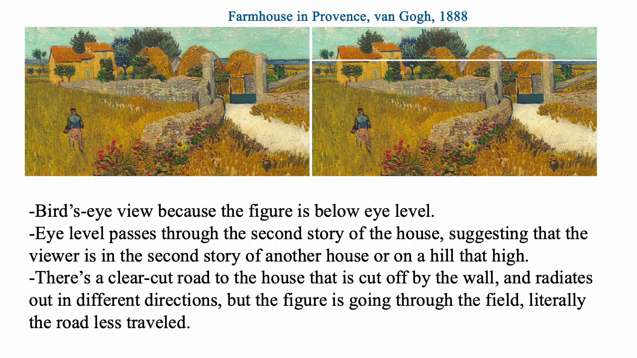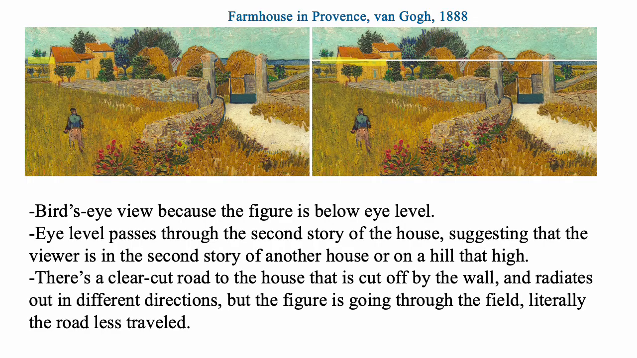This is a bird's eye view because the figure is below eye level or the horizon. And eye level passes through the second story of the house, suggesting that the viewer is in a second story of another house or on a hill that is high as that house.